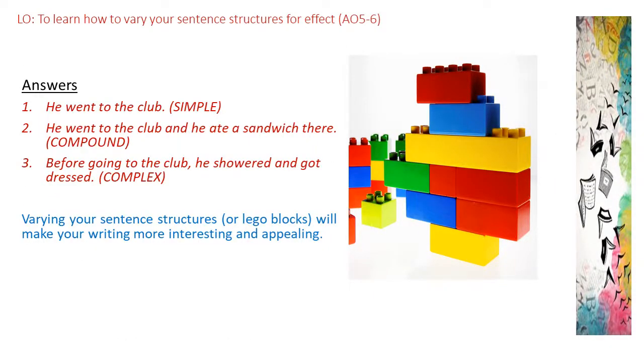So these are your answers. He went to the club. That's a simple sentence. Then he went to the club and he ate a sandwich there. That's a compound sentence. And before going to the club, he showered and got dressed. That is a complex sentence. Varying your sentence structures will make your writing more interesting and appealing.